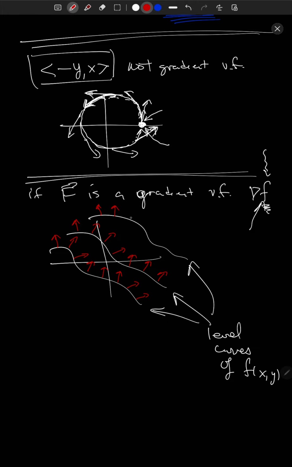But this is a perfectly possible configuration here. All right. Okay. So you can see that the level curves give us a lot of information, or can potentially give us a lot of information, about the vector field that we're interested in.